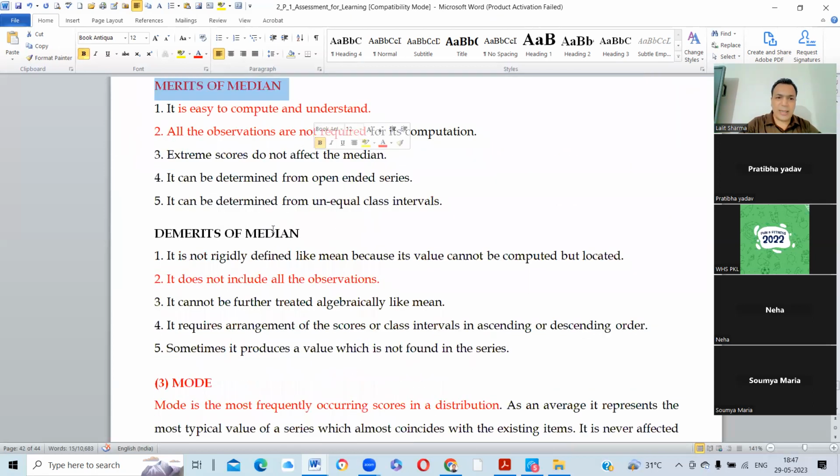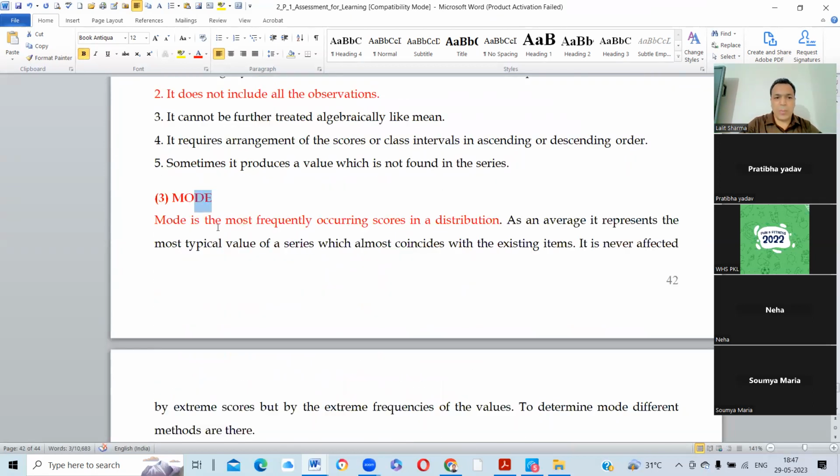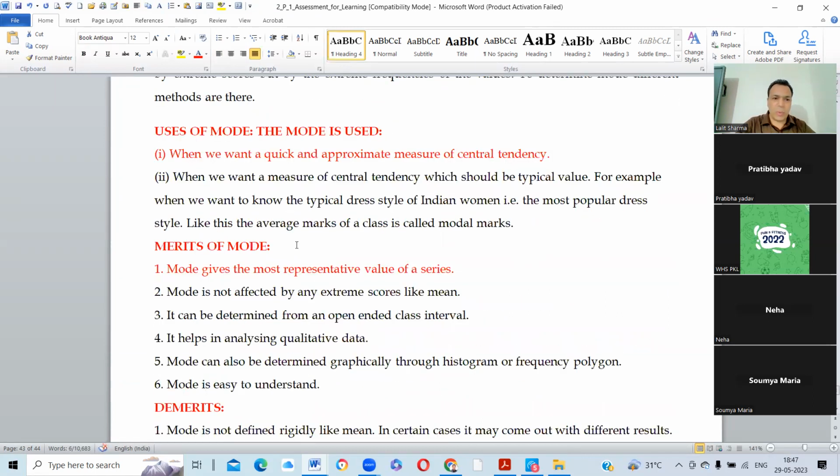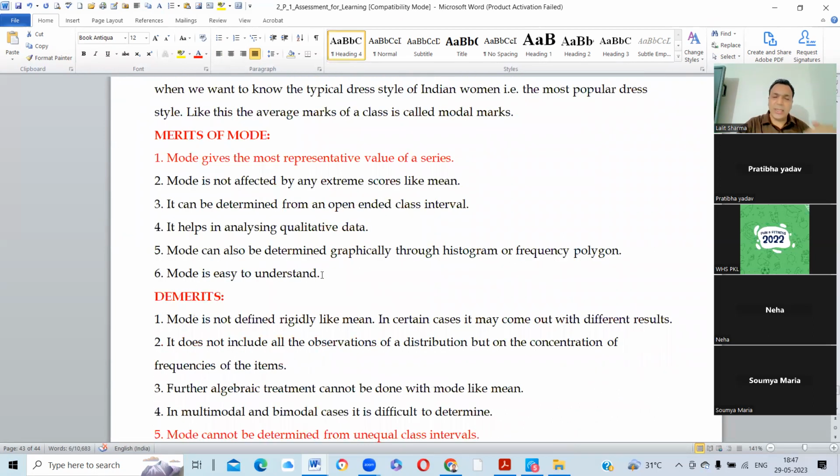Now the merits of median have come, then demerits of median, then mode. Mode is the most frequently occurring number in the series. Uses of a mode and merits of a mode are written. Okay, so it depends upon the situations, what you want.